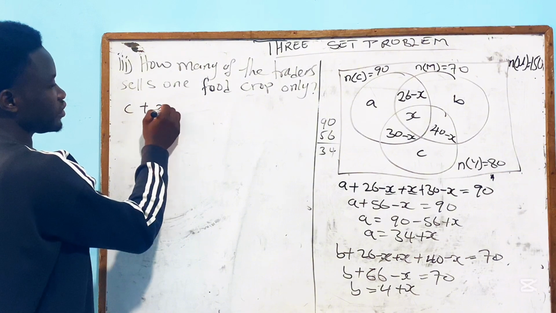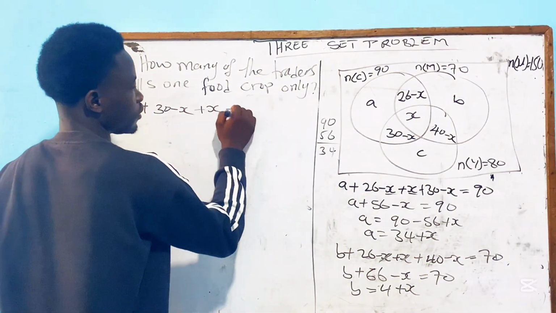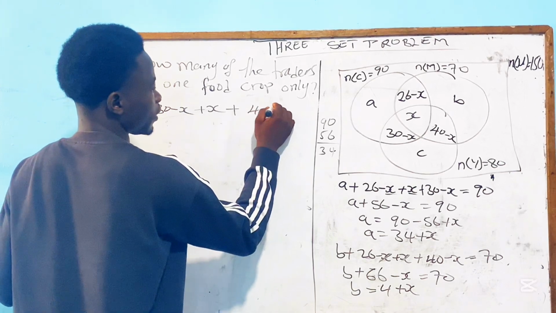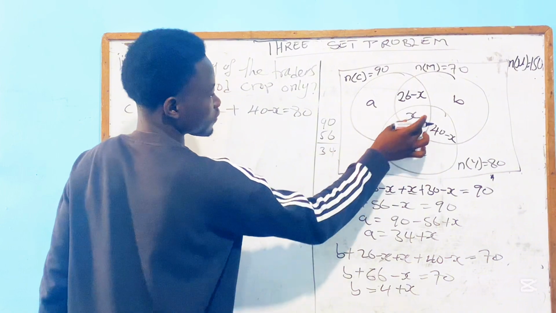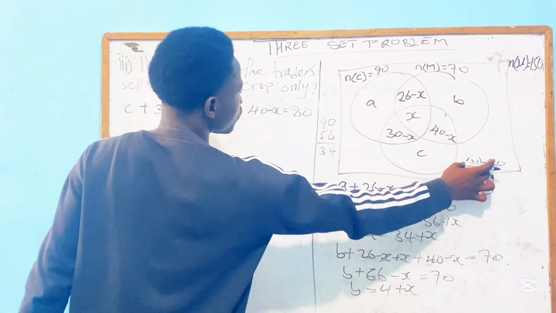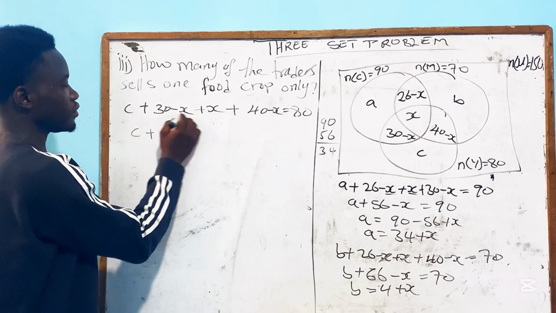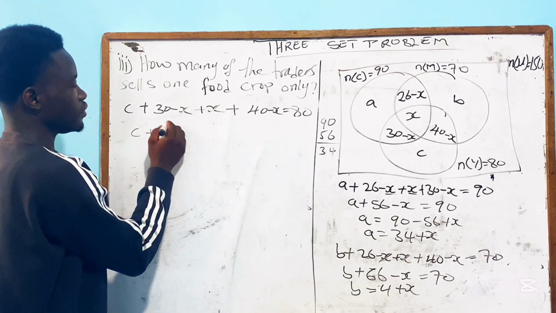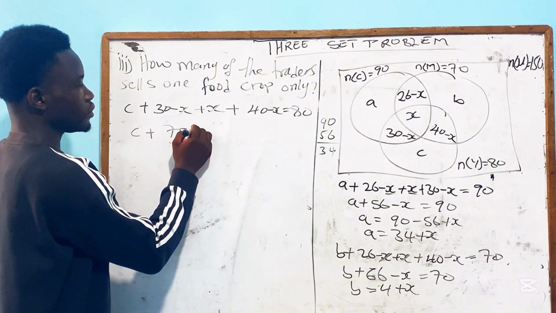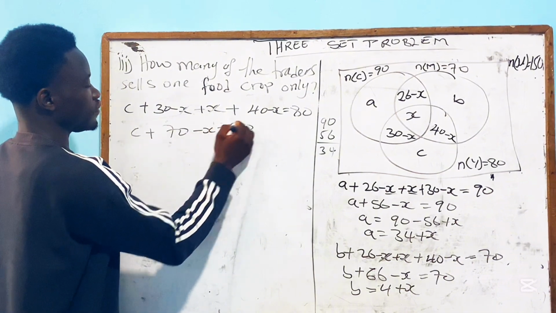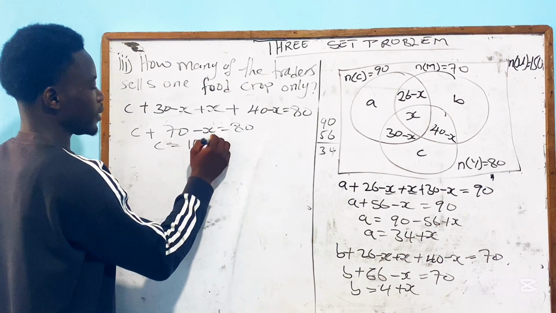C plus 30 minus x plus x plus 40 minus x, and this will give me 80. So C plus this plus that plus that, everything inside the circle is equal to 80. Now we have C plus, this cancels that, 30 plus 40 is 70 minus x, and this is equal to 80. So C is equal to 10 plus x.